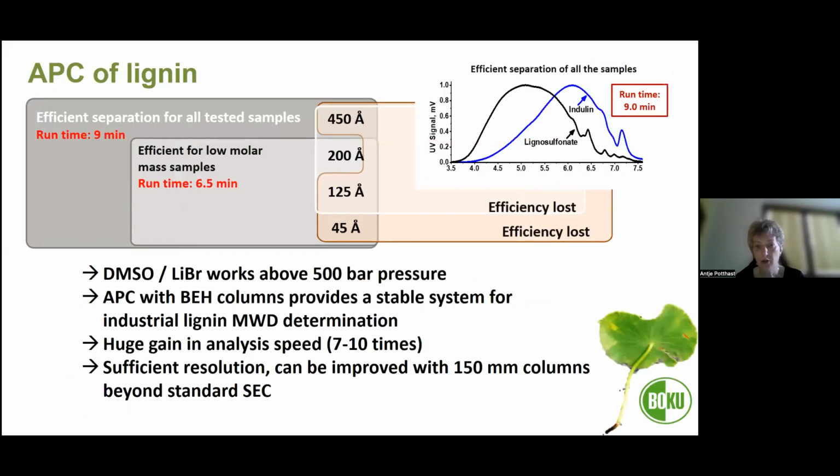And then we can really measure the lignins directly. It's possible for lignosulfonates, and it's possible for lignins as such. Currently, as far as I know, there are 4 different sizes of columns on the market. And depending on the lignin type you want to analyze, you can choose. You don't need to take all 4. So for kraft lignin, for instance, we can choose a different set compared to the lignosulfonates, where we would leave out the very small ones. And with that, we get a really huge gain in analysis speed. And we also have a sufficient resolution.